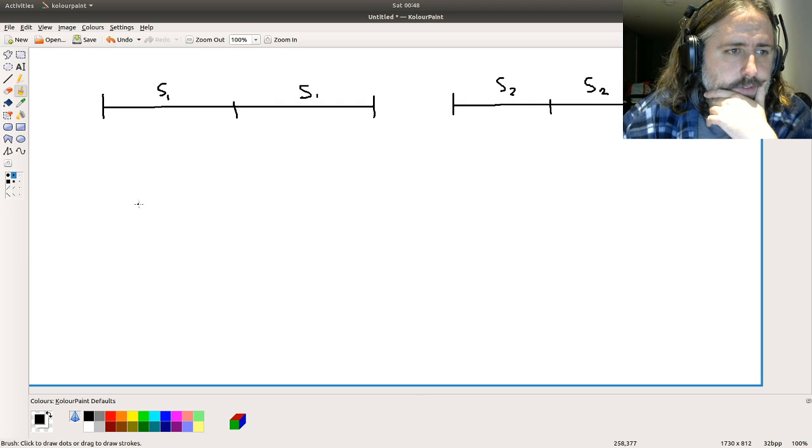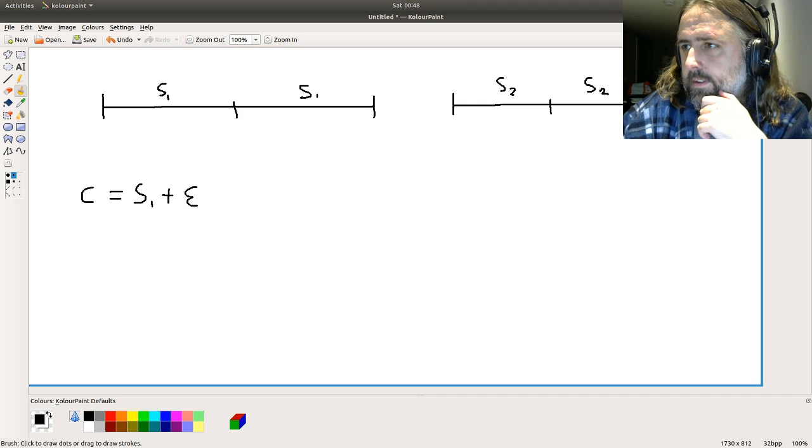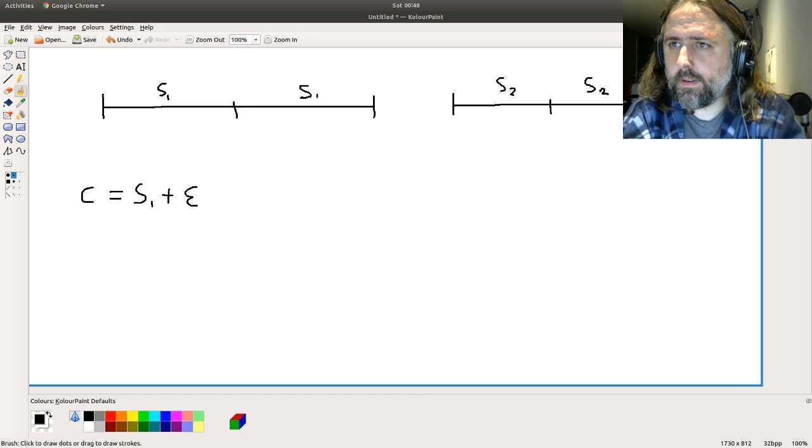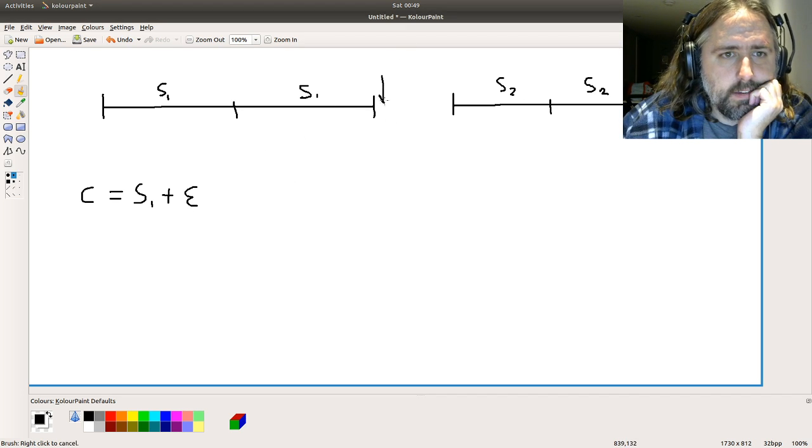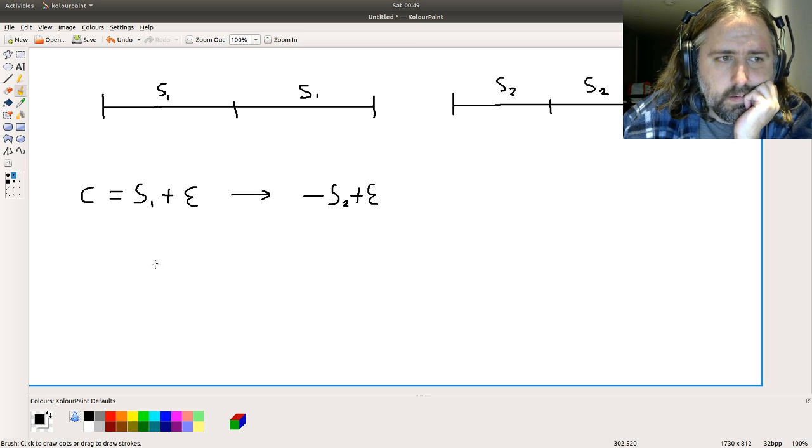So your coordinate, let's do the positive case first. Your coordinate here is S1 plus a little bit. That's an epsilon. I think that's an epsilon. It's been a long time since I drew an epsilon. Yeah, that's about right. Okay, you're a little bit past here. You're like here. Okay, but now you should convert to negative S2 plus epsilon. And what you've done there is you've subtracted S1 and S2, which is half of each.